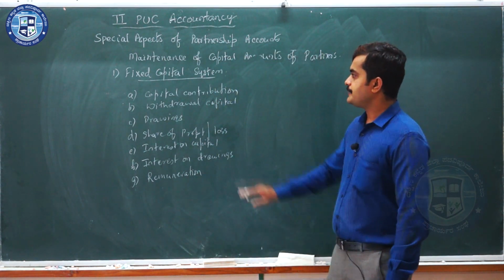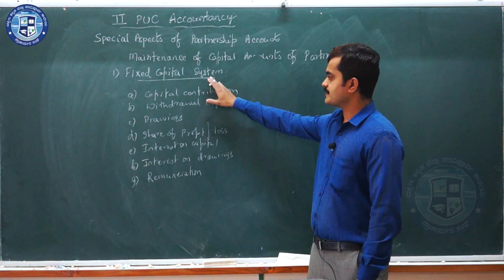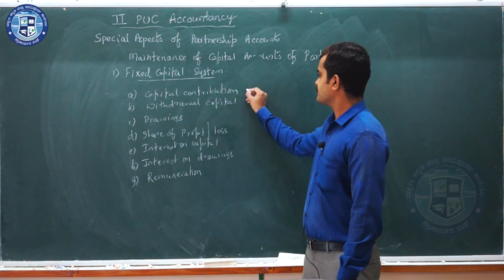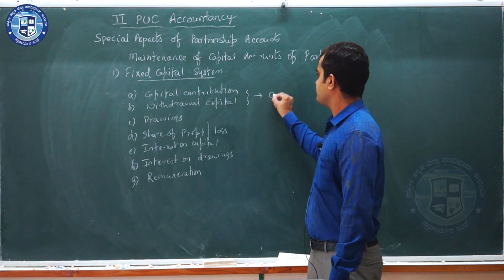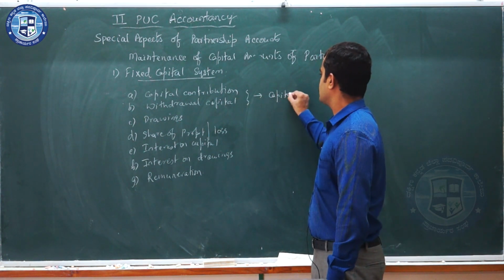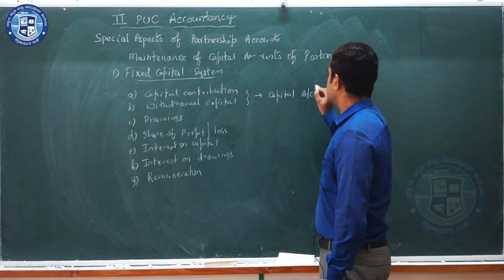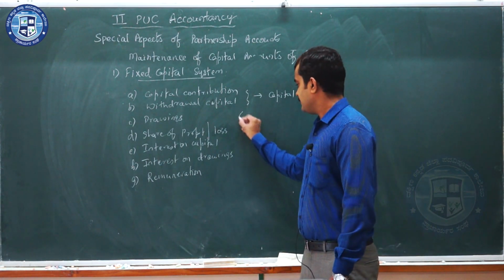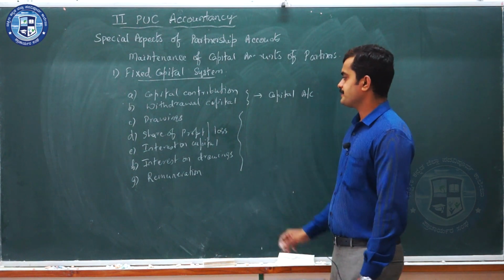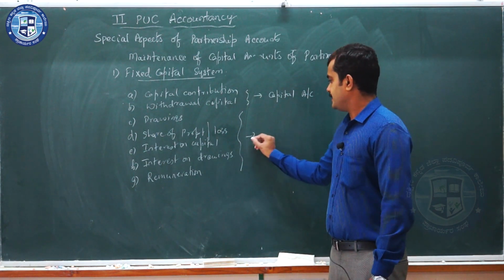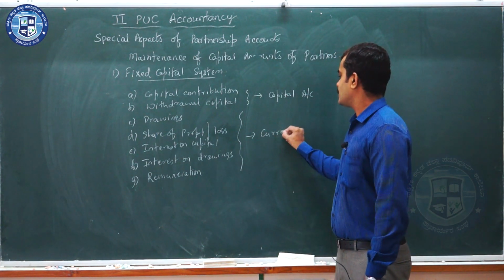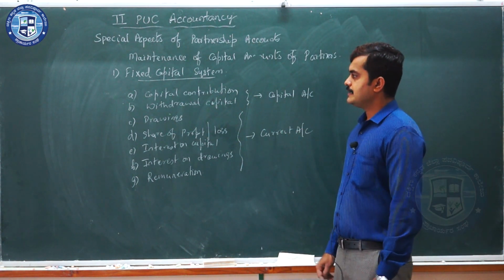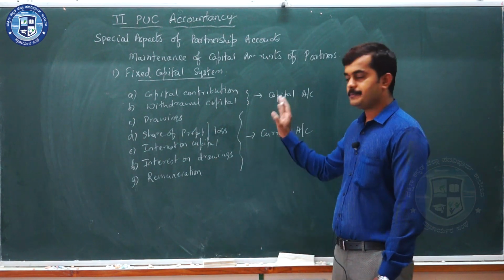Now, under fixed capital system, the first 2 transactions or adjustments will be recorded in the capital account of a partner, and the remaining 5 transactions are recorded in the current account of that partner. Let us understand the reason behind this.